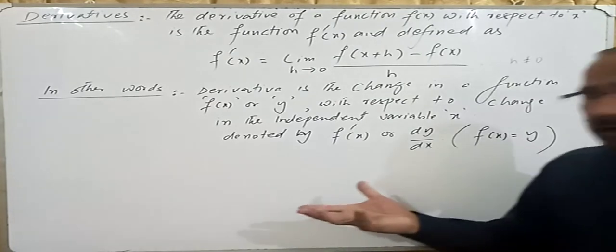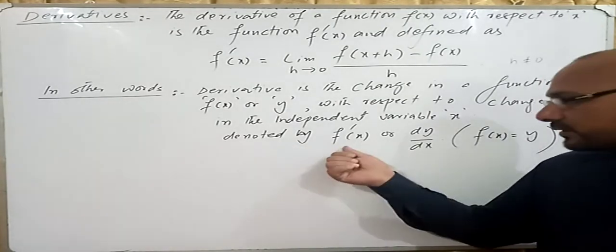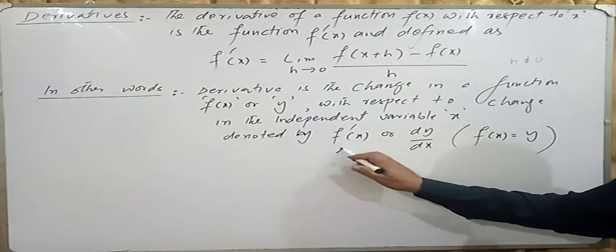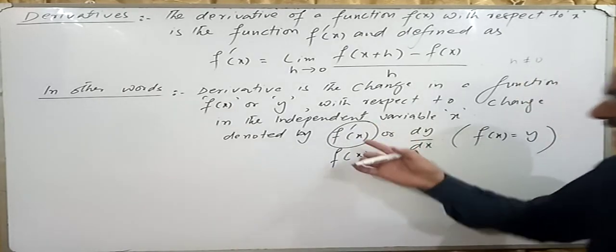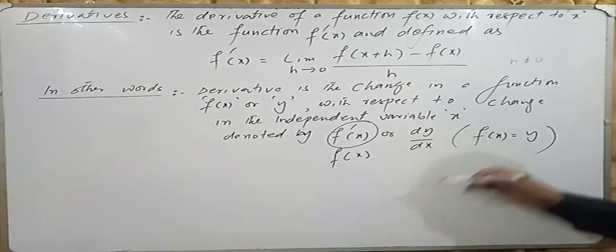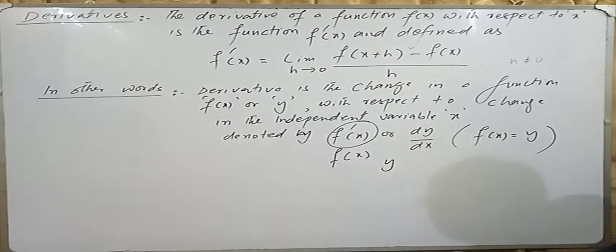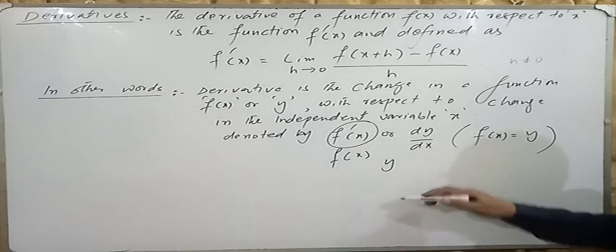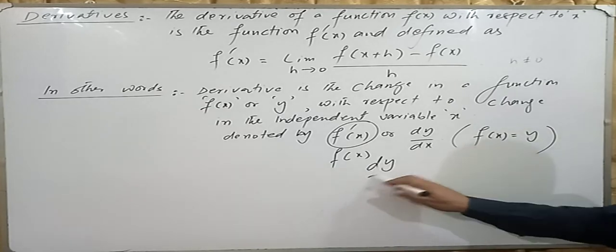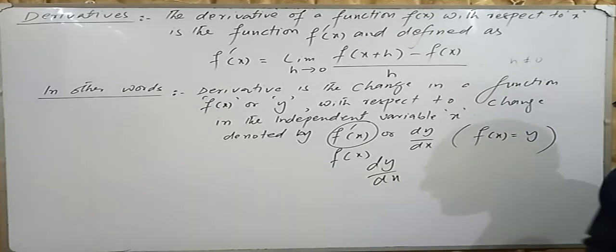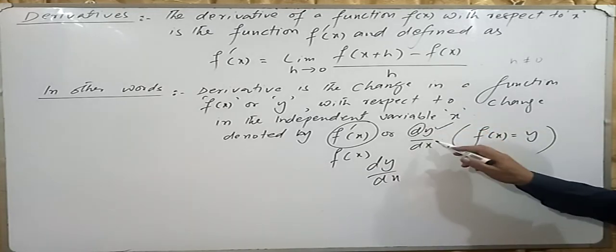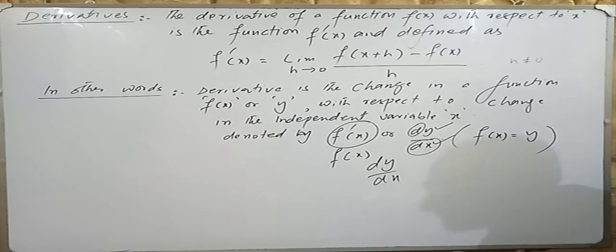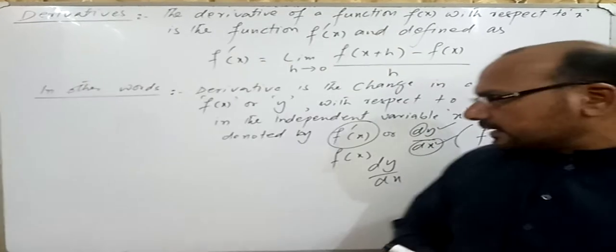So that is basically called what? The derivative. If we are representing the function by f of x, we can represent the derivative of the function by f dash of x. If we are representing the function by y, we can represent the derivative of that function by dy by dx. Dy by dx, that is, derivative of y with respect to x, that is, change in y with respect to change in x.